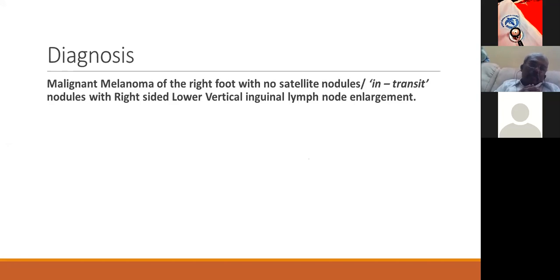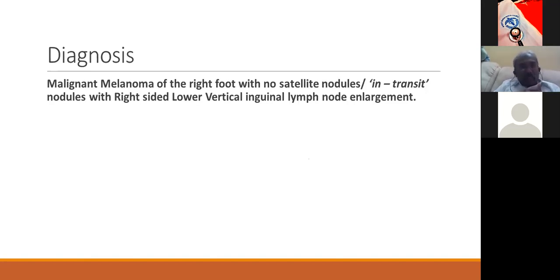Similarly, in N2, instead of 1, there will be 2 or 3 clinically occult nodes. And N2B again is 2 or 3 clinically palpated nodes. Very good. N2C, whether it is one clinically palpated node or not, there will be in-transit or satellite metastasis. Fantastic. What is the N3?